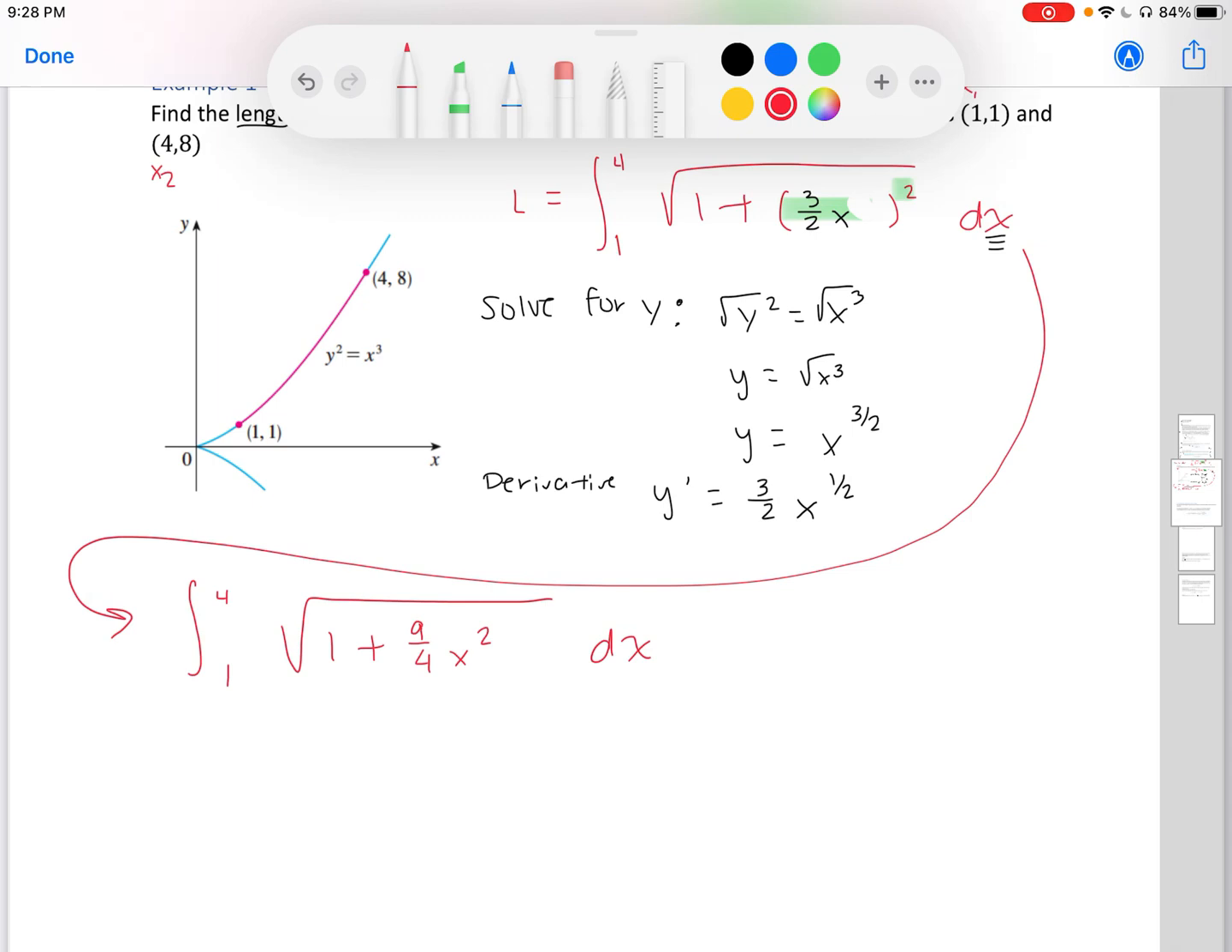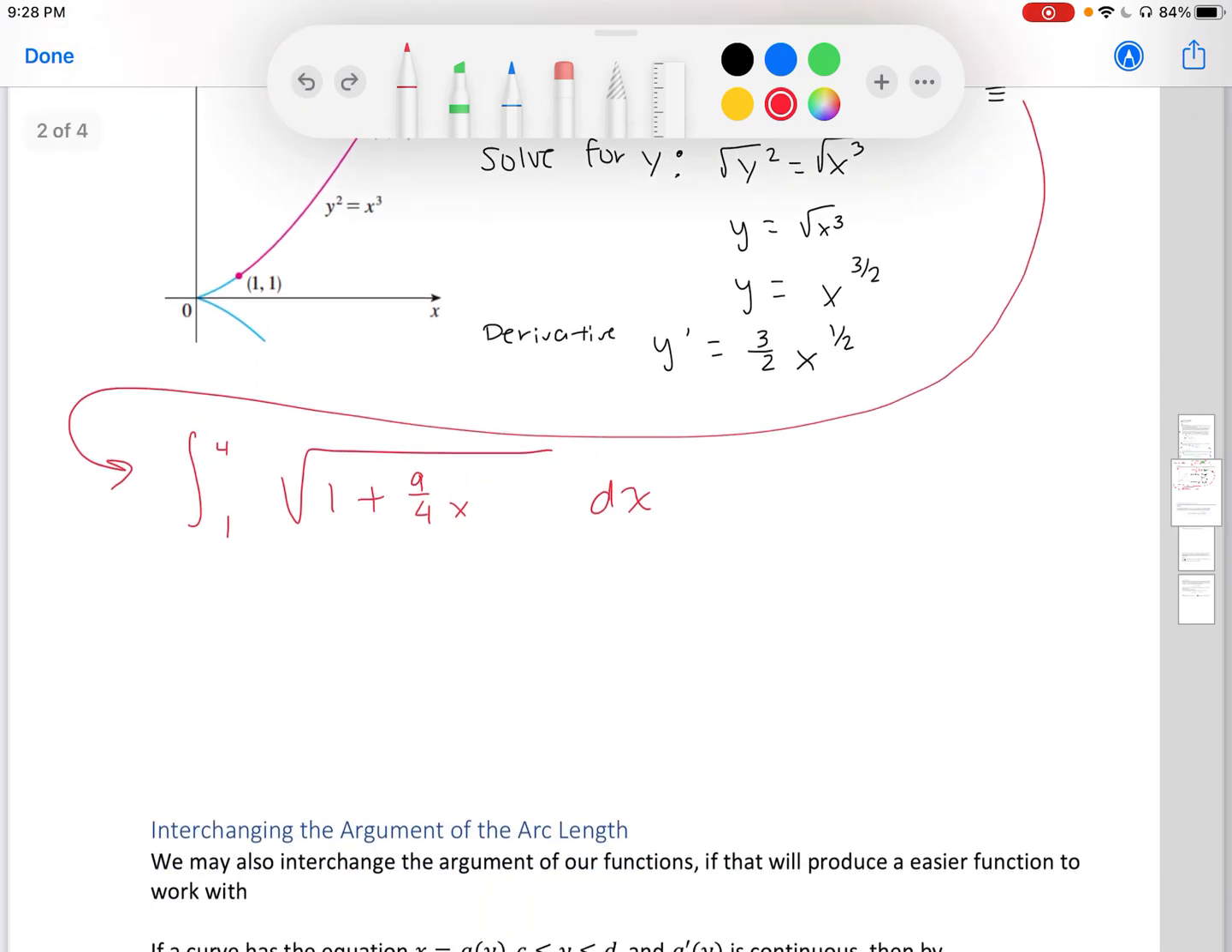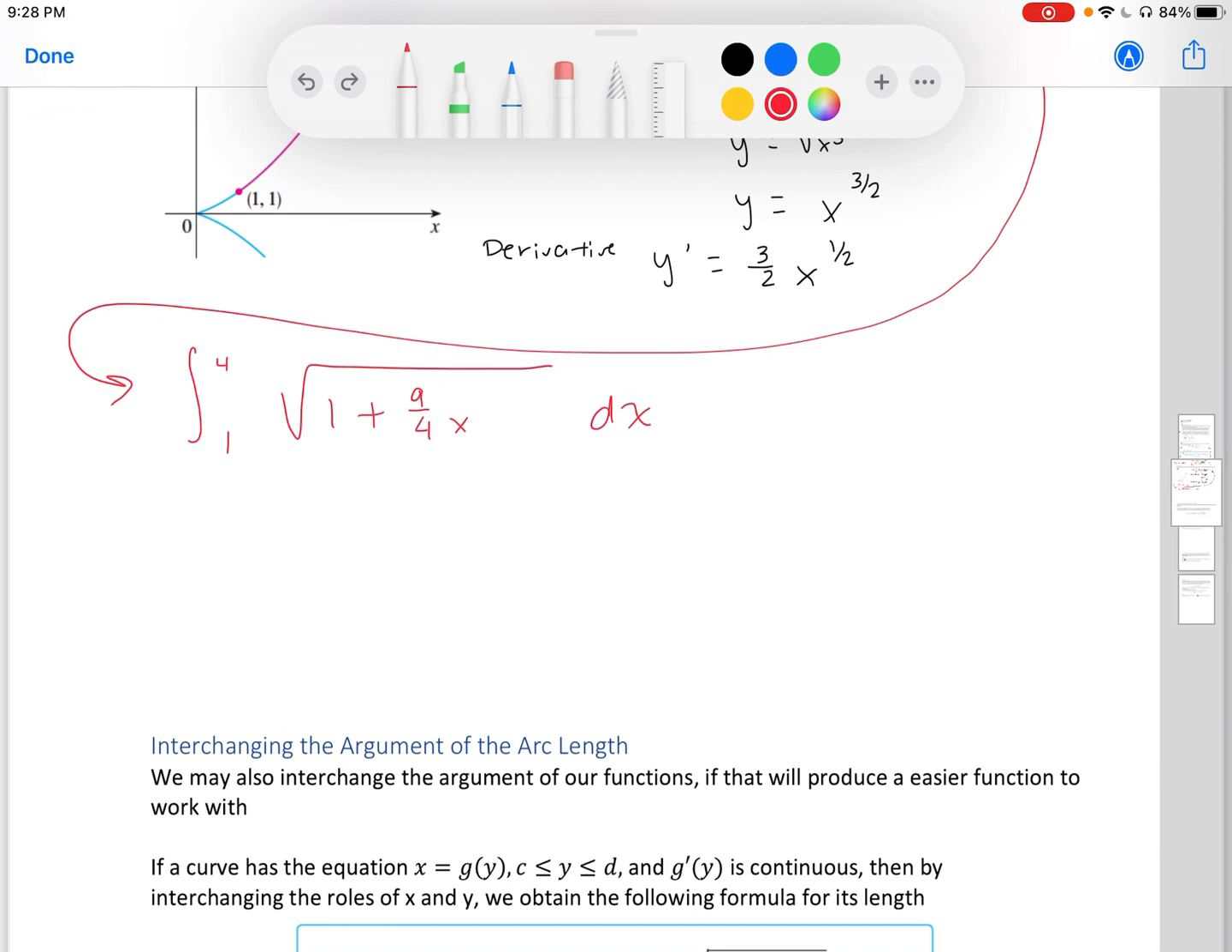That was supposed to be a 1/2, so it's not a square. It's 1/2 times 2, which just gives us 1, so it's just an x. Okay, let's go ahead and integrate. This one isn't so bad.